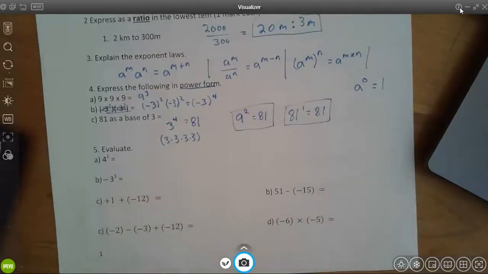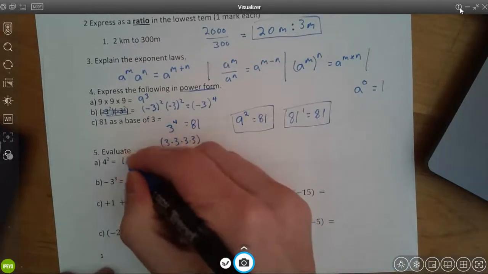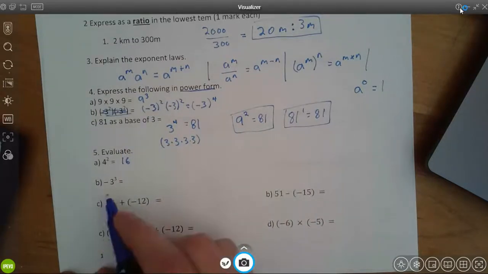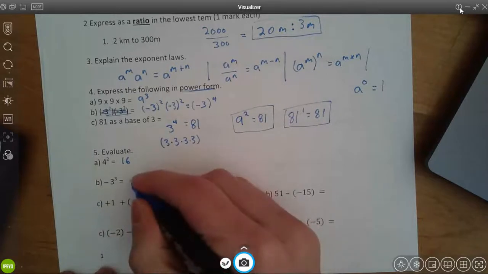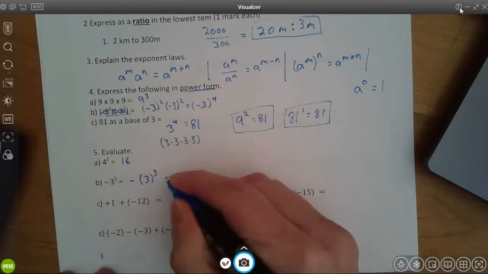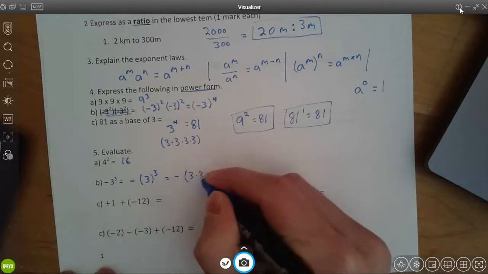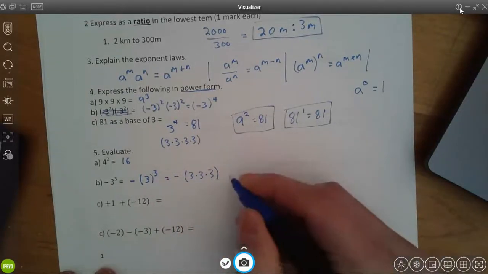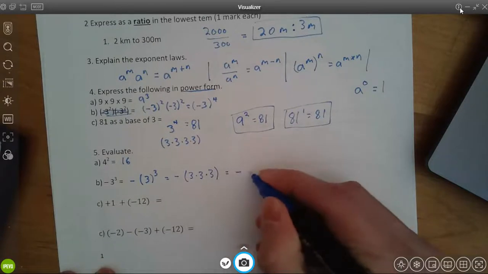Evaluating means finding an answer. 4 squared is 4 times 4, which is 16. You notice here the negative is not part of the base because it's not in the bracket. So it's really looking like this. So I'm going to do 3 times 3 times 3. So it'd be negative, and then my answer is 27.